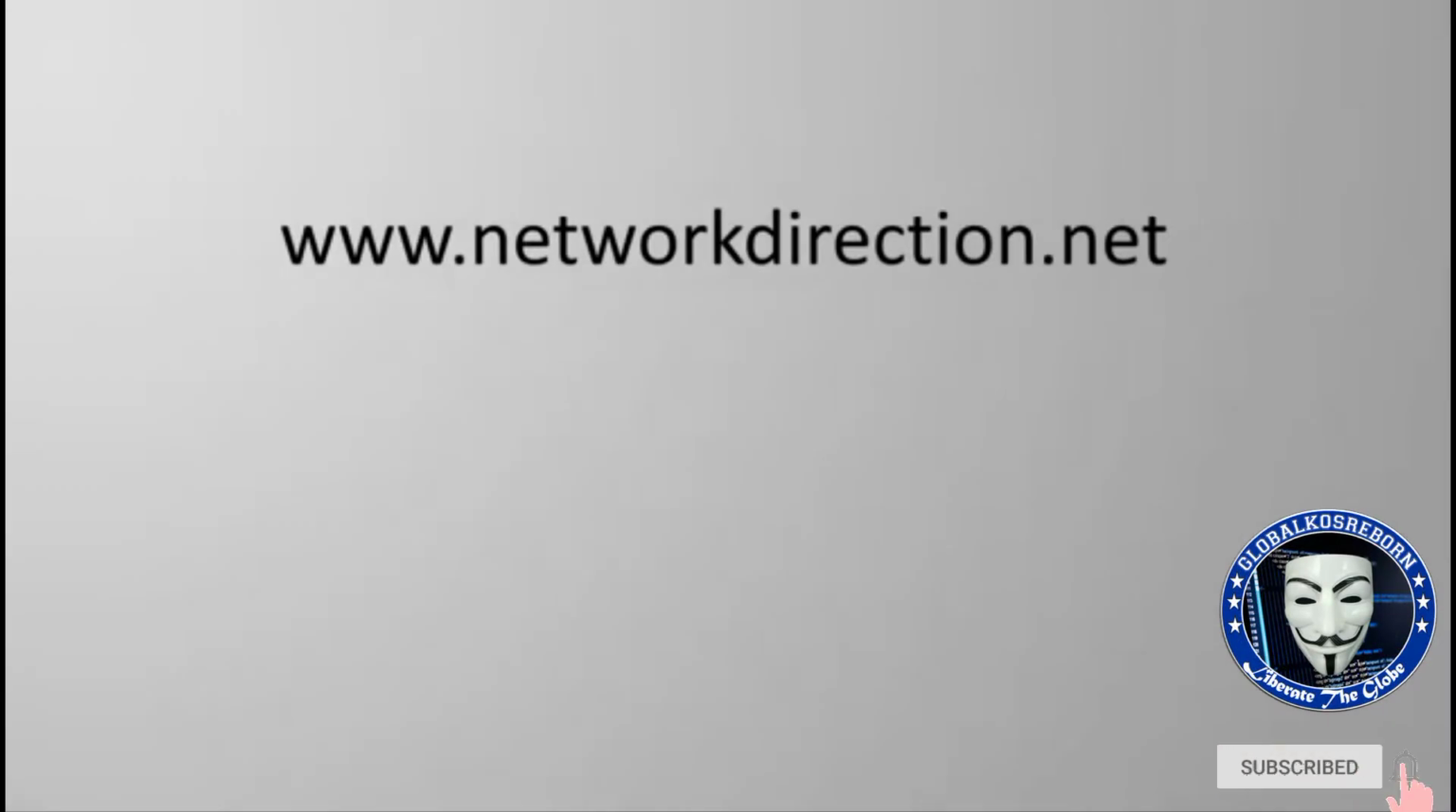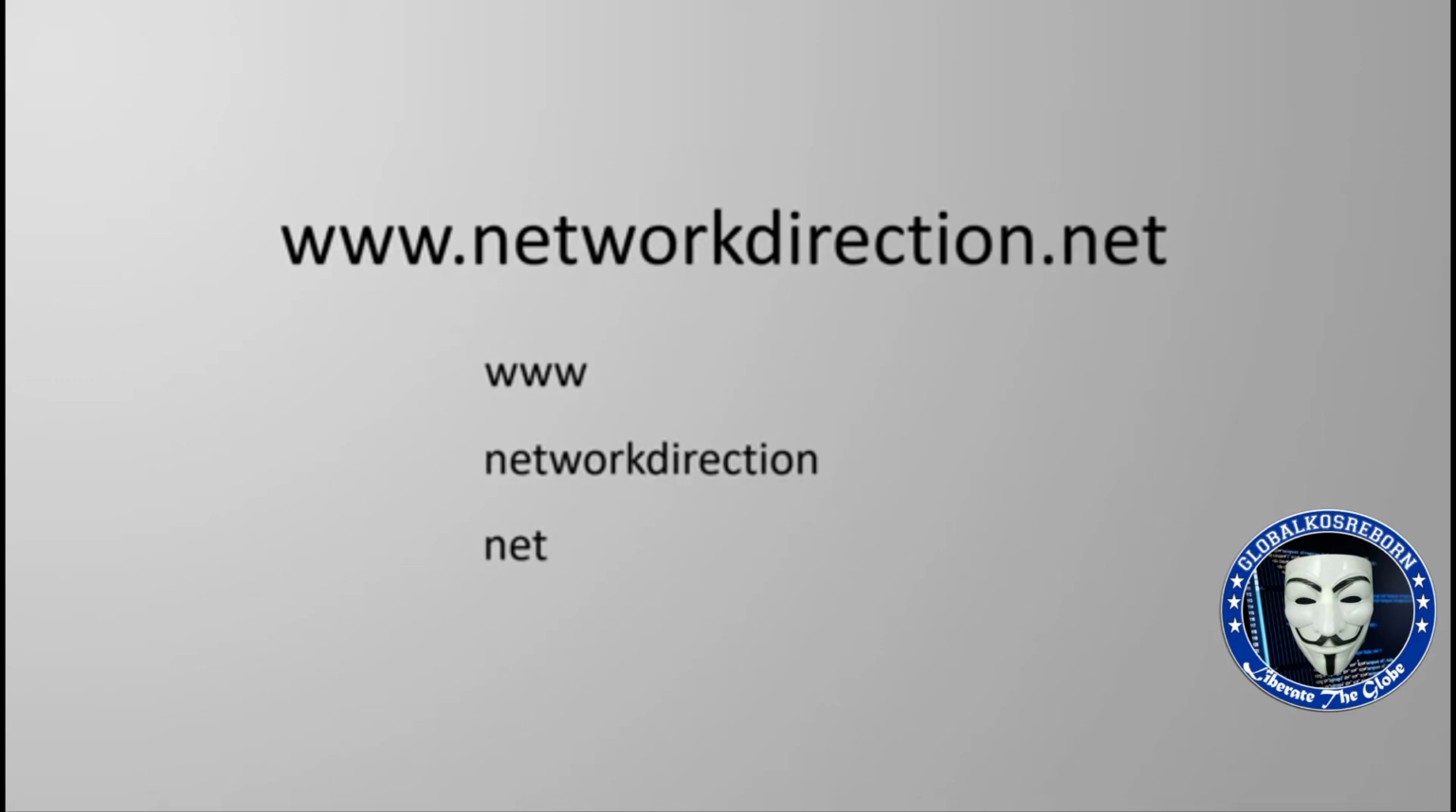Before we look at how DNS works, we need to understand the domain name space. Here we have a typical name chosen completely at random. As you can see here, there are several parts to this name which are separated by dots. Here we have www, network direction, and net. Even though we don't always see it, there's always a dot at the end too. Often web browsers and other applications hide it, so we don't often think about it.